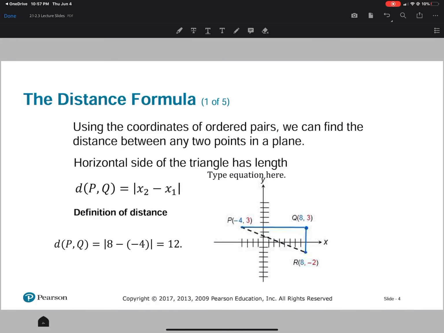So let's look at the distance formula. Using the coordinates of the ordered pairs, we can find the distance between two points in a plane. The horizontal side of a triangle has a length: the distance of PQ, the horizontal side, is equal to the absolute value of x2 minus x1. Therefore, we have the absolute value of 8 minus negative 4, which gives the absolute value of 12, so it's equal to 12.